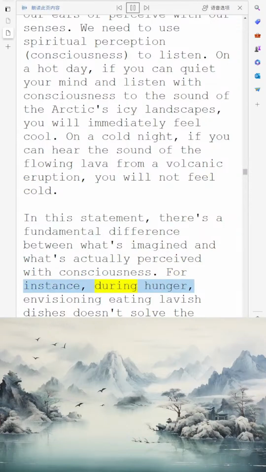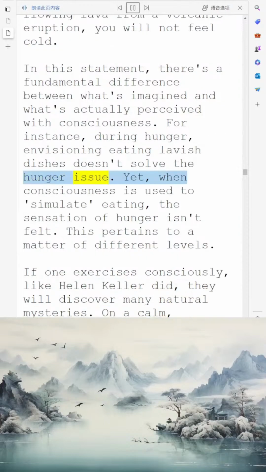For instance, during hunger, envisioning eating lavish dishes doesn't solve the hunger issue. Yet, when consciousness is used to simulate eating, the sensation of hunger isn't felt. This pertains to a matter of different levels. If one exercises consciously, like Helen Keller did, they will discover many natural mysteries.